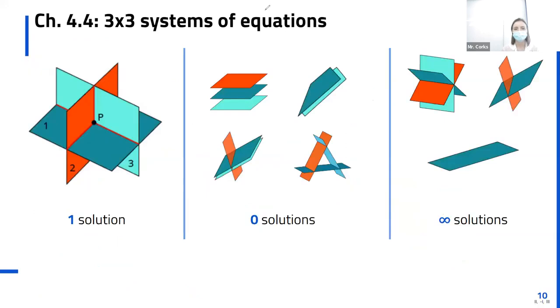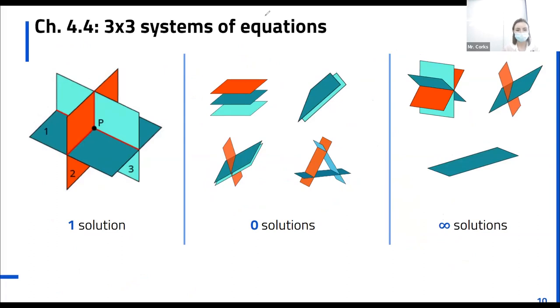So here is the illustration of how 3 by 3 systems of equations actually work. So we have only one solution when all 3 planes have a common point, and we have multiple solutions if they lie in the same... It's difficult to explain because I don't remember the terms in English.